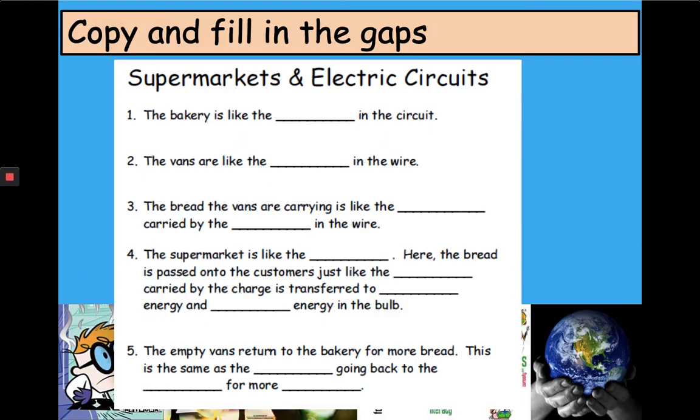Okay, so what I'd like you to have a go at doing is copying and filling in the gaps below from what we just spoke about. I'm going to give you about 5 minutes to do this, and then I will come back to you. So at this point, you need to pause the video, have a go for 5 minutes, and then come back to me and we'll go over the answers.